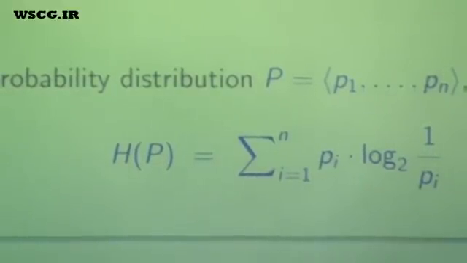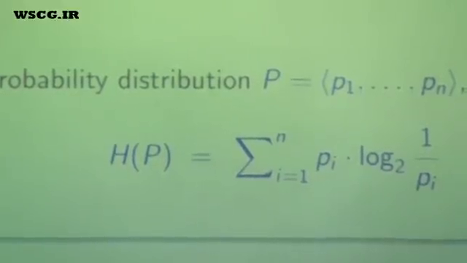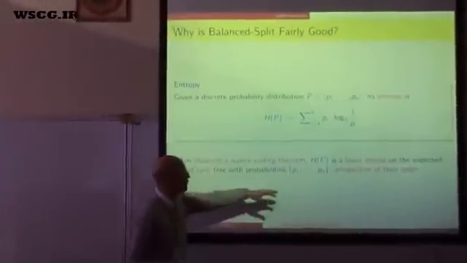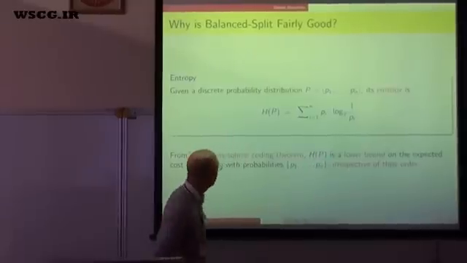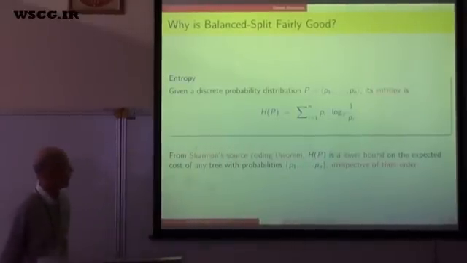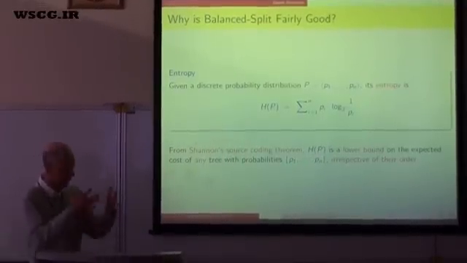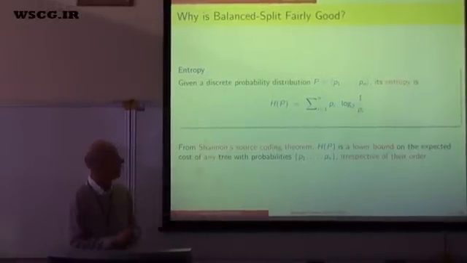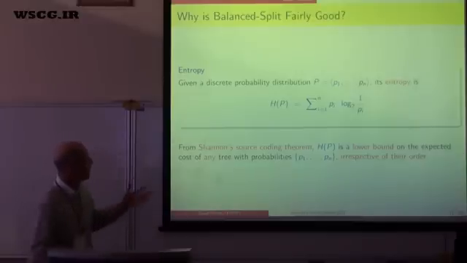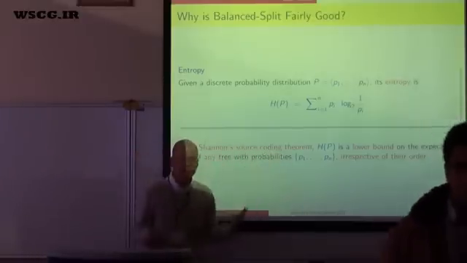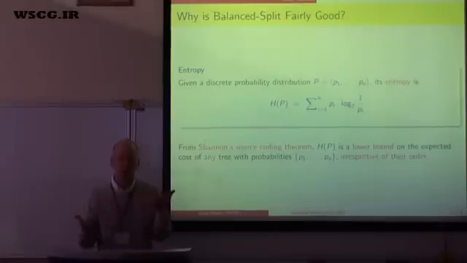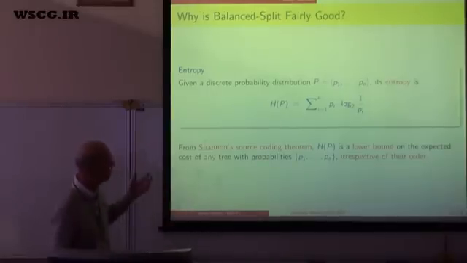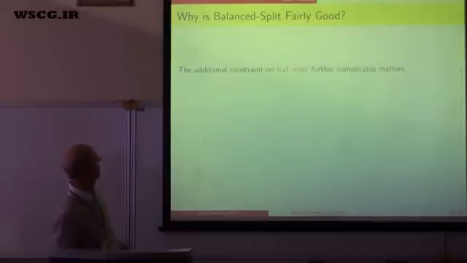From Shannon's source coding theorem, it is well known that the entropy is a lower bound on the expected cost of any tree. Remember, if I look at the expected cost, we're talking about the external path length, that is the weighted path length in any tree. In standard coding theory, there is no notion of order. That is to say, there's no notion that one child has to appear to the left or right of the other. So this lower bound certainly applies to our problem here.